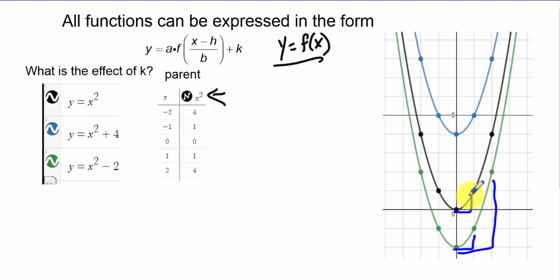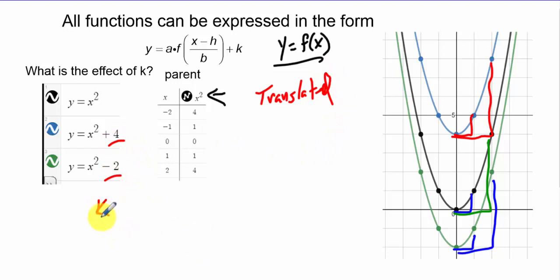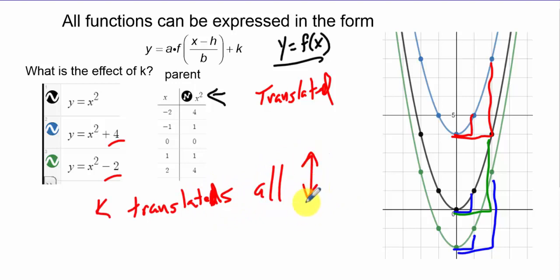Likewise here, over 1, up 1. I'll do it in a different color. And this goes over 2 and up 4. And then on the last one, if I go over 1 and up 1, then I go over 2 and up 4 from point to point. So it's really the same graph. It's just been what we call translated by the k value. So in essence, k translates all points up or down, depending on the value of k.